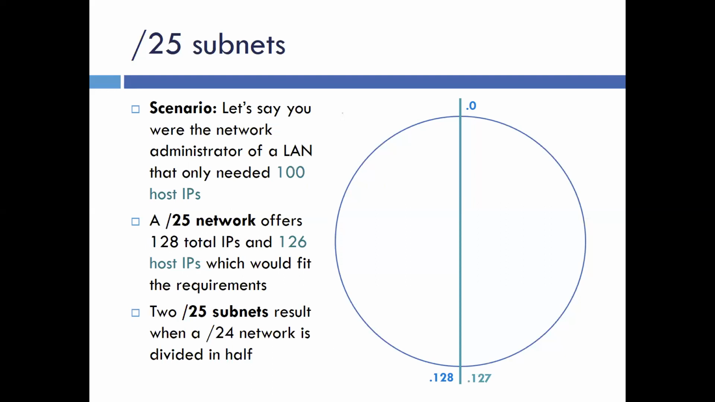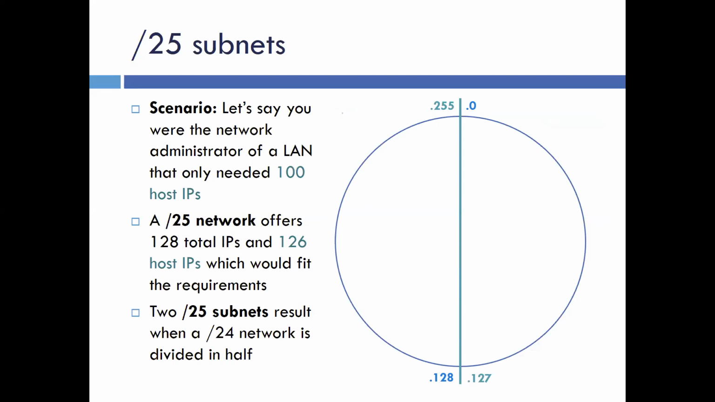Now that we know the network IDs of each of the subnets, .0 and .128, let's identify the broadcast address for each subnet. The broadcast number is the last IP address in the range. Therefore, the broadcast address for network .0 is .127. The broadcast address for network .128 is .255. Once the network and the broadcast addresses have been identified, all numbers between make up the range of host IPs.